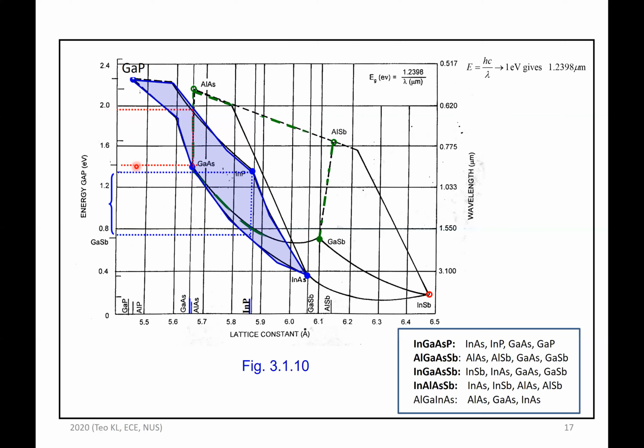Next, I can grow aluminum arsenide or aluminum gallium arsenide antimonide, because this is aluminum arsenide, this is aluminum antimonide, this is gallium antimonide, and this is gallium arsenide. So with these four endpoint semiconductors, I can form an aluminum gallium arsenide antimonide, which is the green shaded region. Inside this shaded region will be my quaternary alloy.